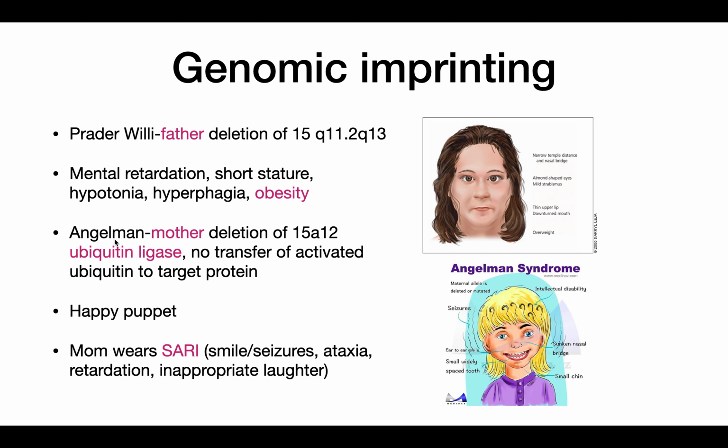Angelman is going to be the deletion of chromosome 15 from the maternal contribution, and a ubiquitin ligase defect is going to occur. It's also known as happy puppet syndrome because the child will always be smiling. They also can have seizures, ataxia, retardation, inappropriate laughter. There's actually problems with the vestibular system in Angelman syndrome, so it always kind of feels to them like they're on a roller coaster. That's why they're always laughing and giggling and kind of shaking, because it might not be an actual seizure.